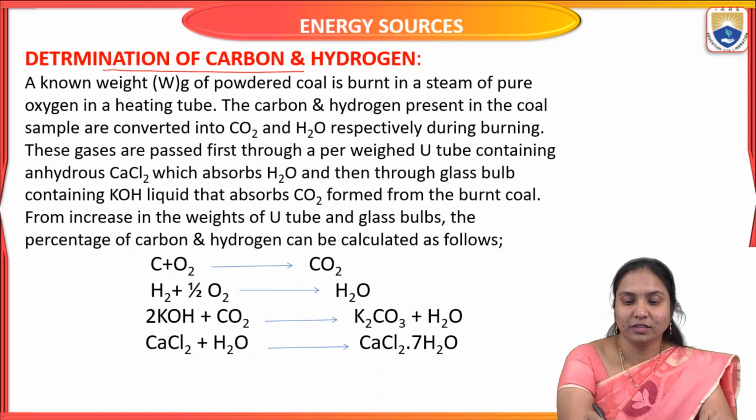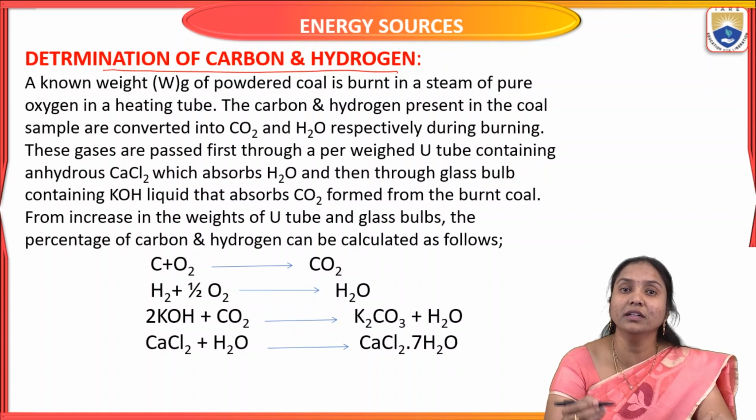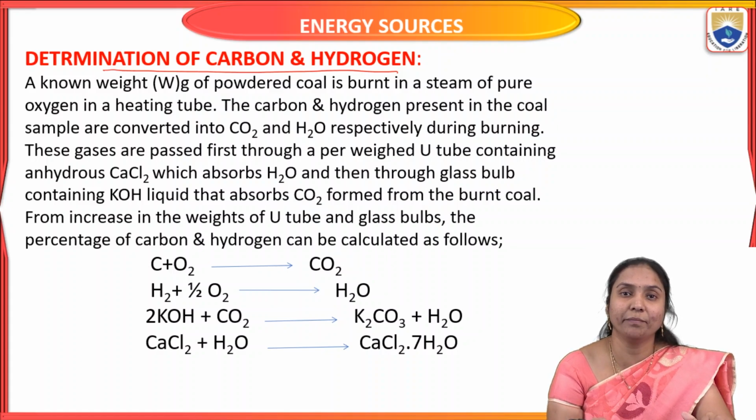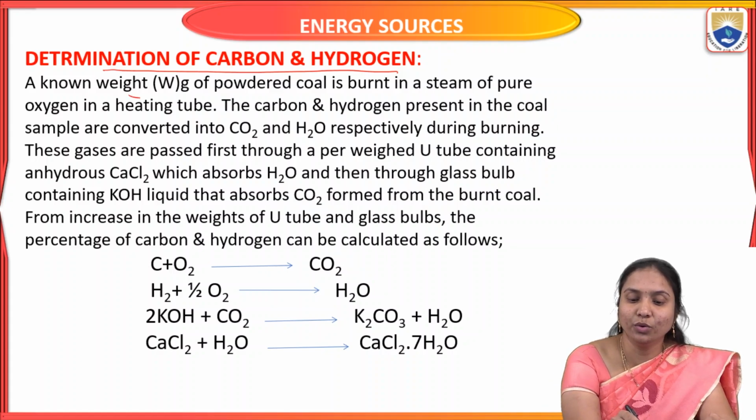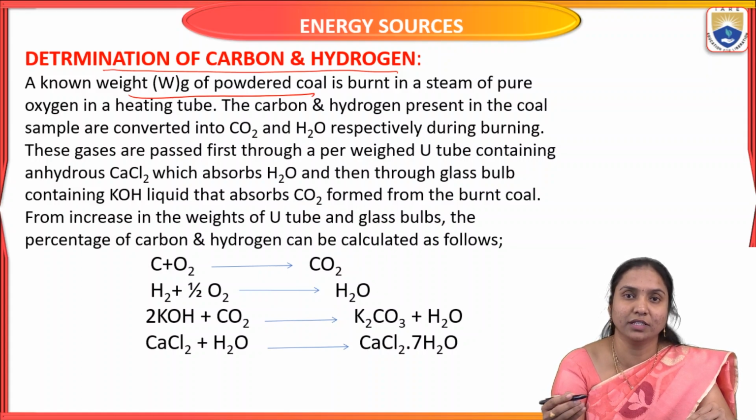Now let's discuss the determination of carbon and hydrogen. The carbon and hydrogen percentage present in a coal sample can be determined by using this method, ultimate analysis. So how can you determine this carbon and hydrogen percentage present in a coal sample? Here, a known weight of the powdered coal sample is tested for this purpose.